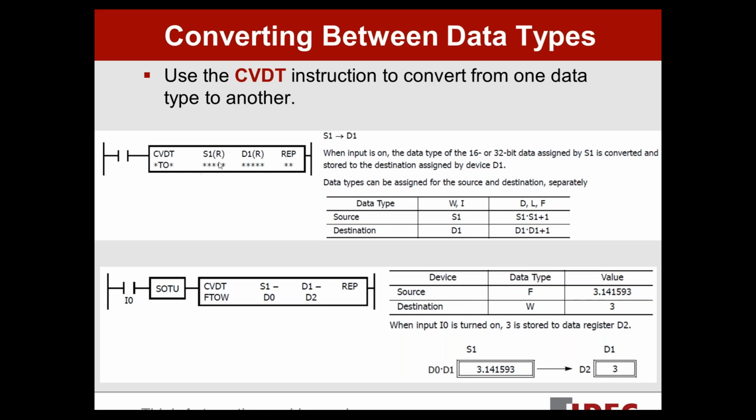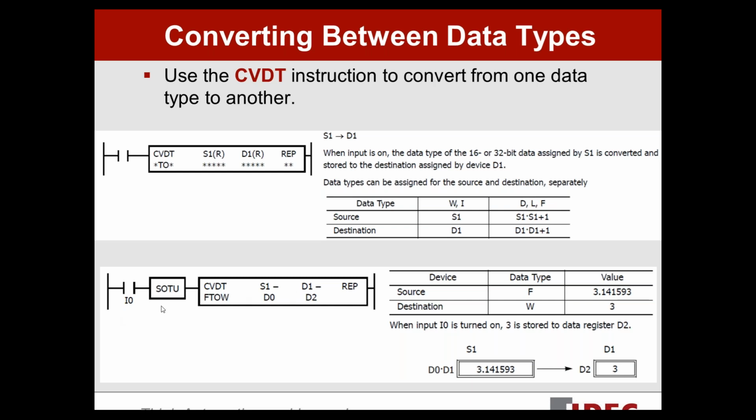We have a source, S1. Basically, that is, what is it that we want to convert? And we have a destination, D1. Where do we want to store the converted value? For example, down below, we have a normally open contact of input I0 with a one-shot here. This is a single output up, SOTU. And what that means is we're just looking for when I0 turns on to execute whatever is after this.